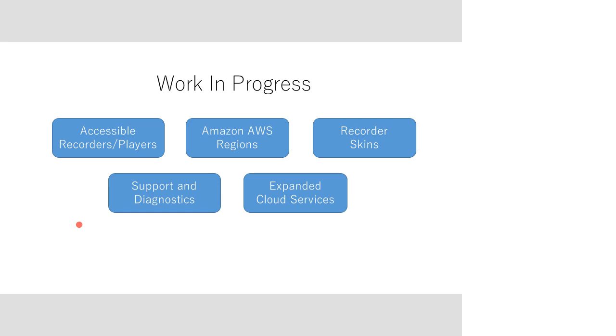And what we're working on now, well, there it is, accessible recorders and players. Those are really high on the list. Really, really keen to get those going. Amazon AWS regions: we rely heavily on Amazon AWS for transcoding and other services, but various, particularly European countries, have a requirement that all these kind of services or web services take place in their region, so we need to support different regions. Recorder skins, as mentioned earlier.